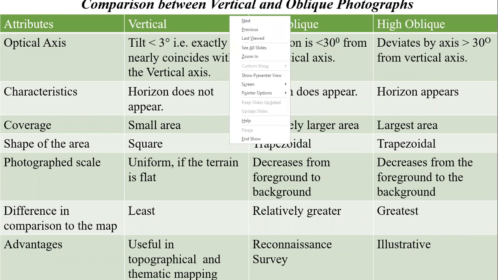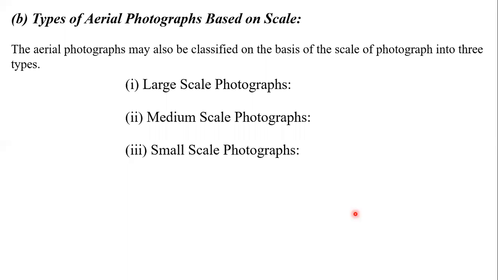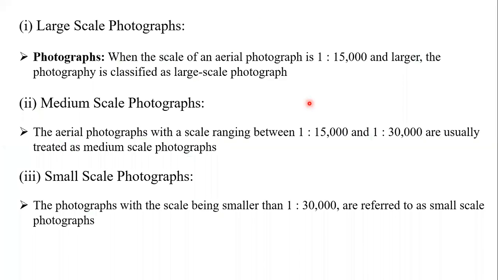Now we will see the scales. Mostly aerial photographs are large scale, medium scale, or small scale photographs. What are those scales? We will see now. A large scale photograph has a scale of 1:15,000 or larger. So if you have a 1:15,000 scale, it is called a large scale photograph. Medium scale is between 1:15,000 and 1:30,000. That's called the medium scale photograph.